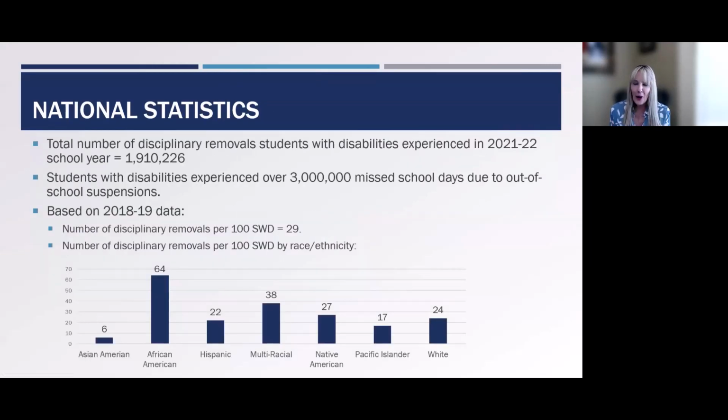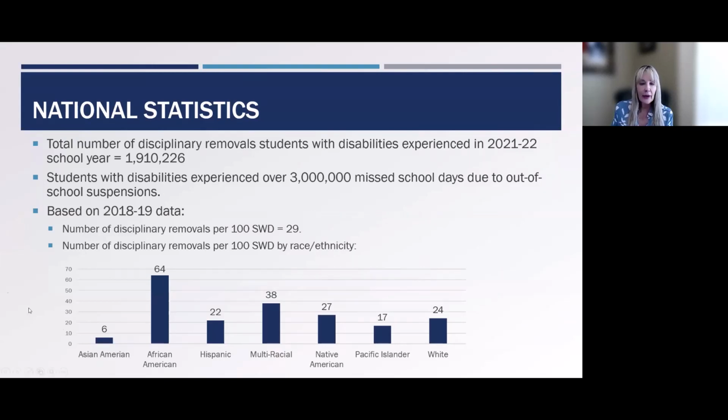All right, just to drive home the point that suspension data is really important and needs to be focused on, I wanted to give you some statistics. In 21-22, students with disabilities experienced 1.9 million disciplinary removals, and they experienced over 3 million missed school days due to out-of-school suspensions.